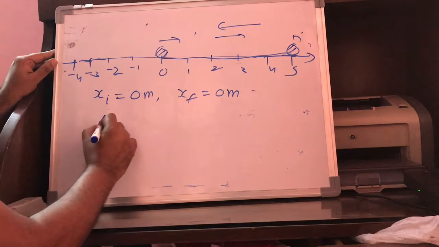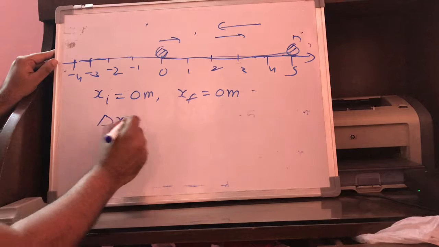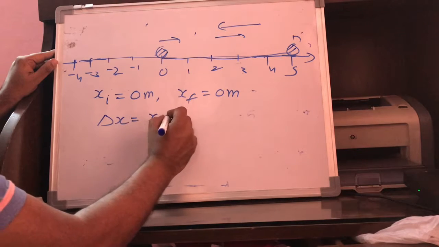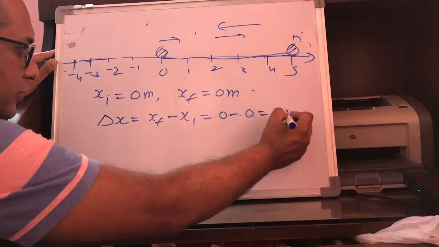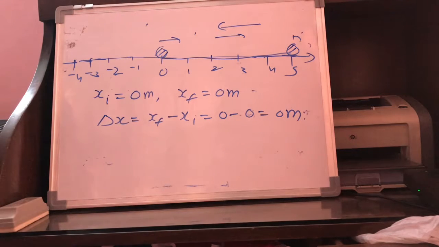So the change in position, the displacement of the ball, which is change in position, is equal to final position minus initial position. That will give you 0 minus 0. That gives you 0 meter. So the displacement of the ball in this situation is 0. Okay, so if the body or a particle after moving returns back to its initial point, then the displacement will be equal to 0. Now that we have to understand. Okay.